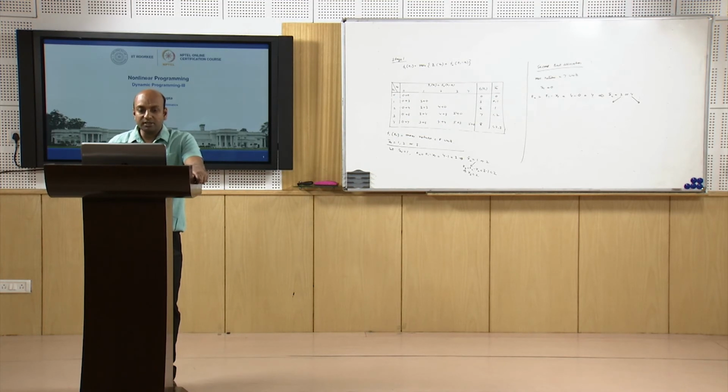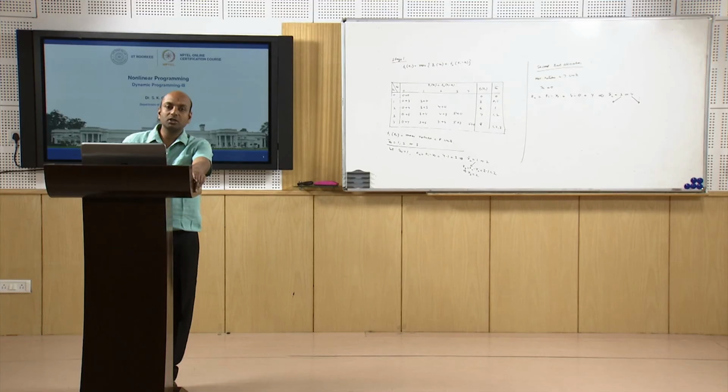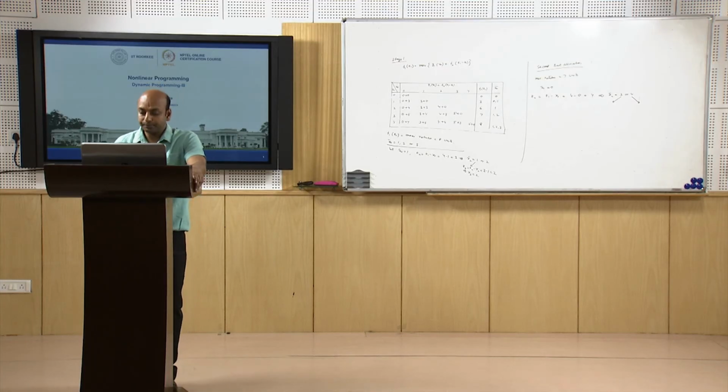So, this stage will give the optimal return if plant B is excluded, and that is 7 units, and x2 bar is 3 and 4. So, we can find the optimal solution when x2 is 3 or 4. So, this has been discussed over here.